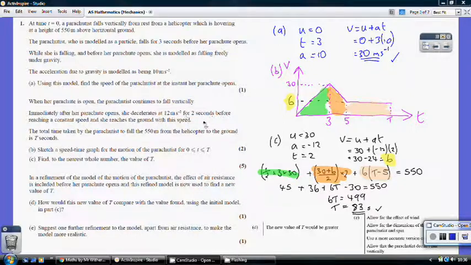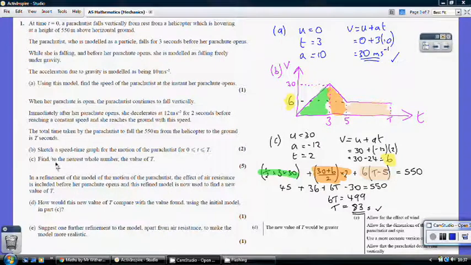And then we're told that we then got a constant speed until she reaches the ground with that constant speed. So at this point in the question, we've got our 30, we've got our 3, and we've got our 5. We don't work out the 6 and the t until a bit later.